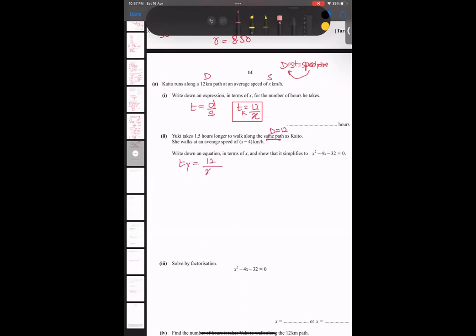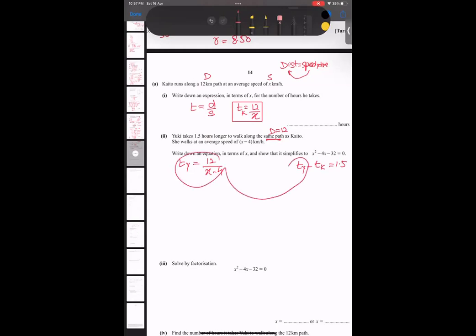So what is the formula? 12 over x minus 4. So according to the statement, 1.5 hours longer. Yuki has more. Yuki's time is more. So time of Yuki is more than time of K, and equals how much? 1.5 hours. So I believe this point is clear. Then I think I can finish easily.